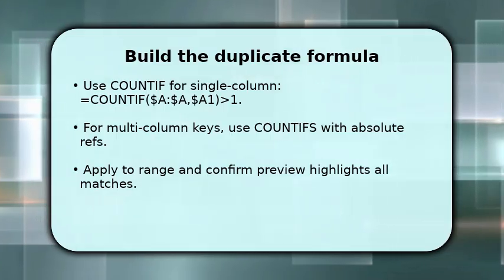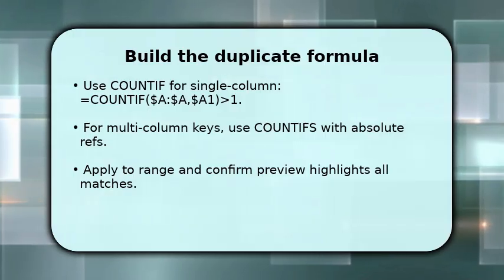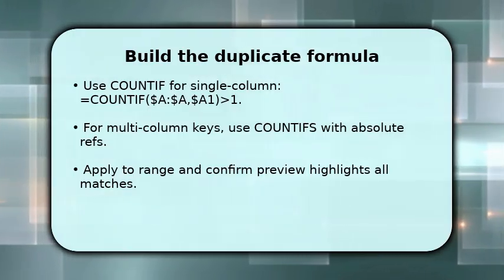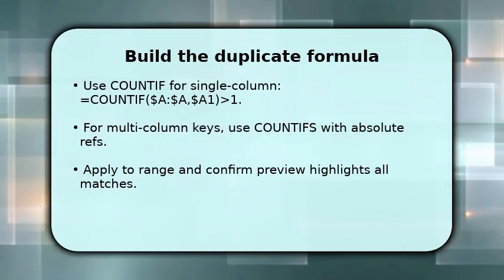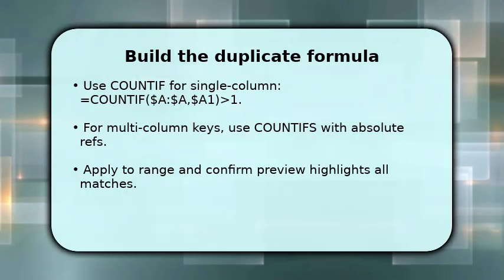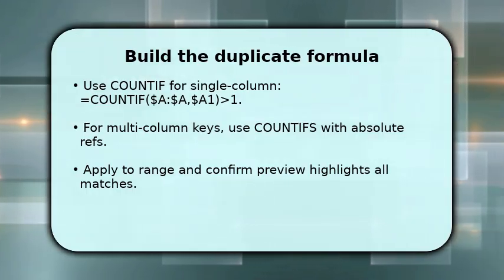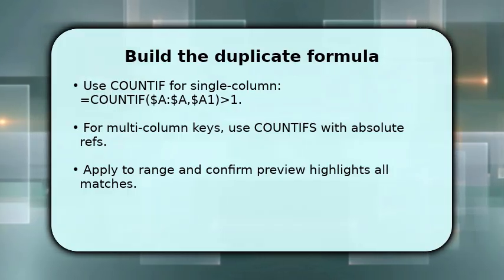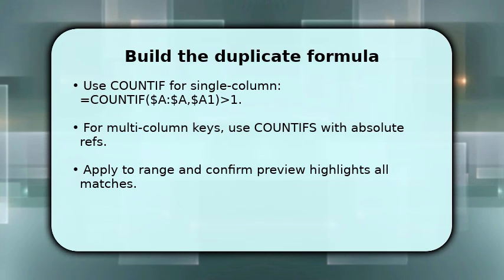If your uniqueness depends on two or more columns, combine them with COUNTIFs or a concatenated helper column, which counts exact key matches. Once done, set the rules range and click Done. Google Sheets previews colors immediately. Make adjustments if header rows or blank cells are included, so you don't miss flag content.